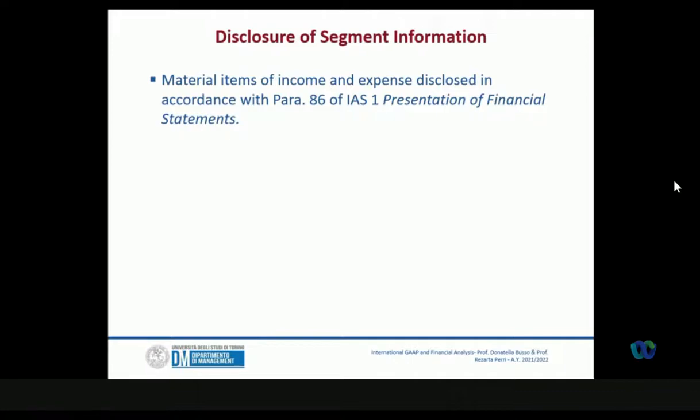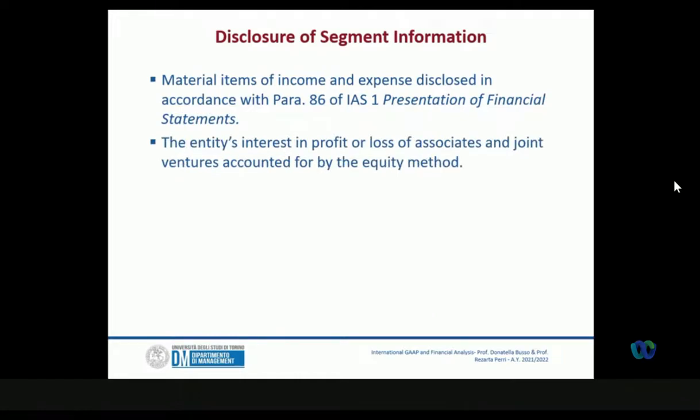If that is omitted, that would impact the overall assessment of performance of the company. So if you are including some material items, according to IAS 1, you have to do the same with the operating assets. The entity's interest in profit or loss of associates and joint ventures accounted for by the equity method. Again, if you are disclosing that on an entity-wide approach, you have to apply that to also your specific entities.